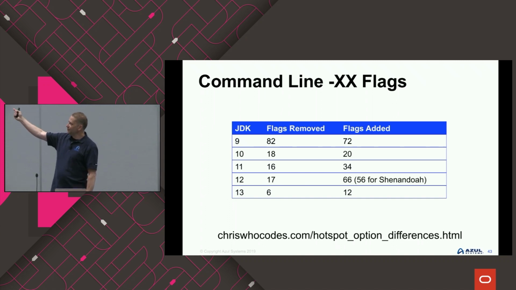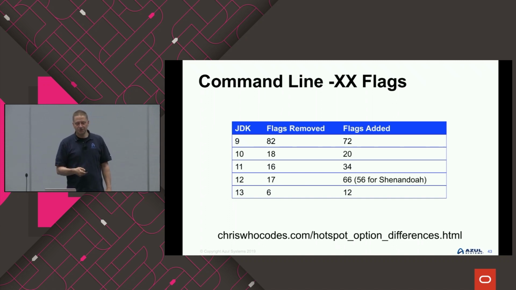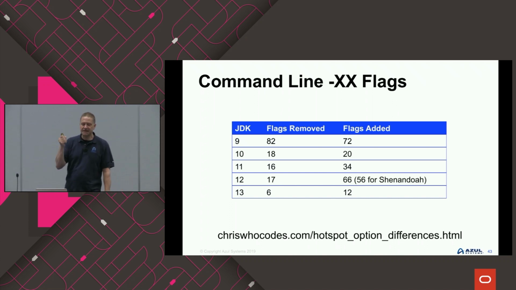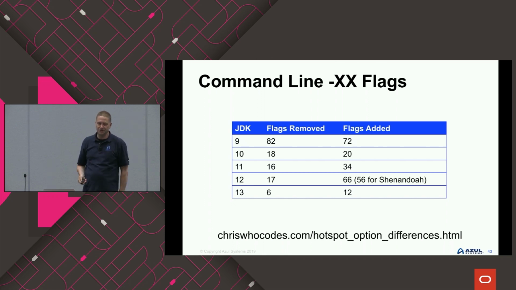In JDK 12, they added a whole bunch, most of which were for Shenandoah, which is a different way of doing garbage collection. And JDK 13, again, quite a small change here. They only removed 6 flags and added 12. And there's a really good website here, Chris Who Codes, who does these nice little things of all the different flags.